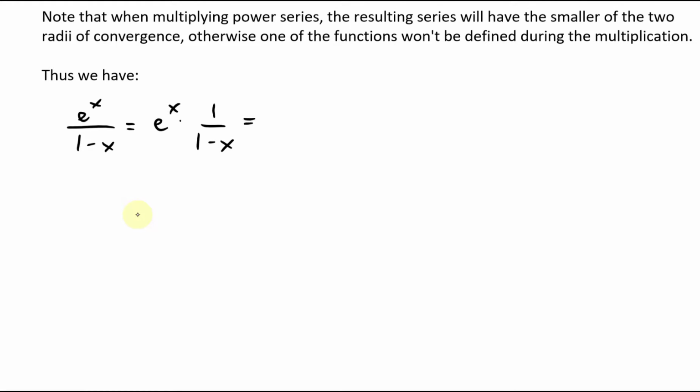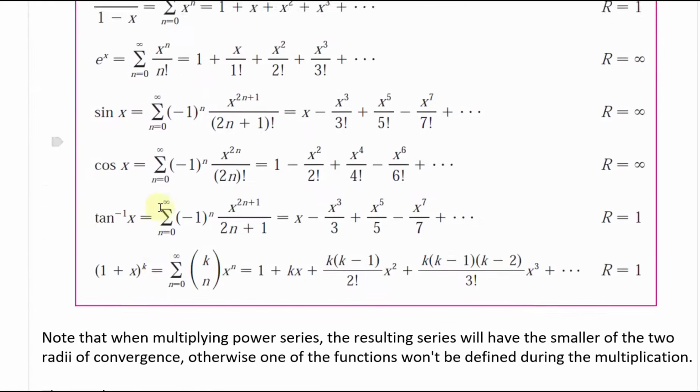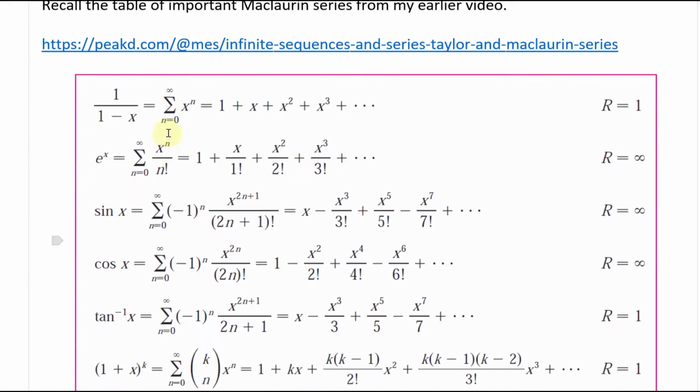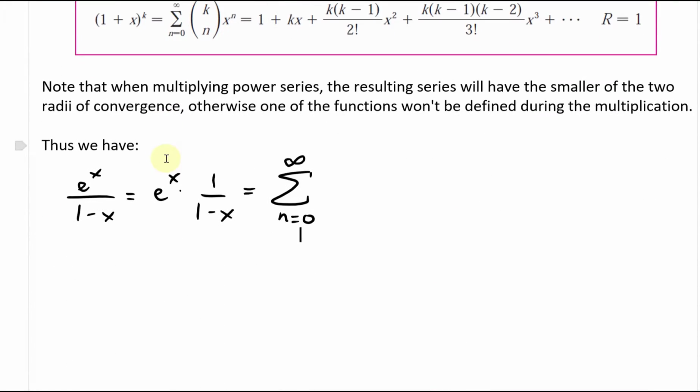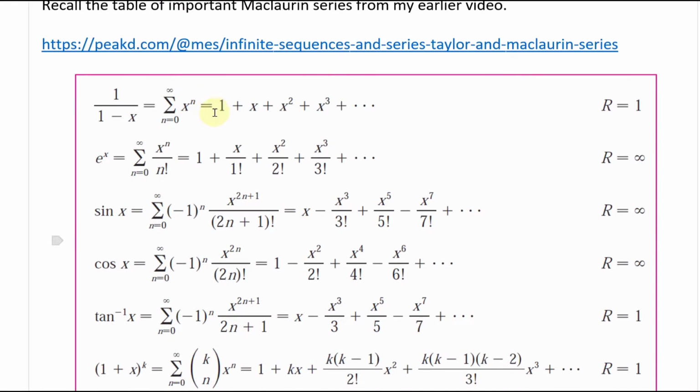Now this equals the summation up to infinity, from n equals 0, of x to the n divided by n factorial, which is e to the x. And then we're going to multiply this by the summation up to infinity, n equals 0, of x to the n, which is 1 divided by 1 minus x.